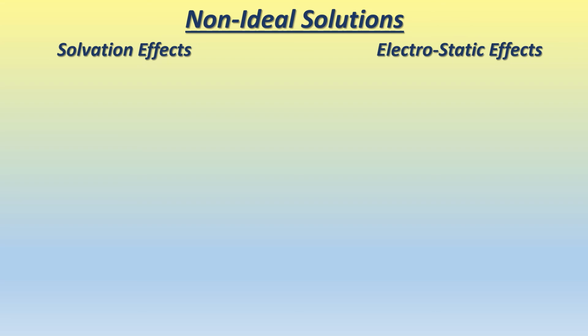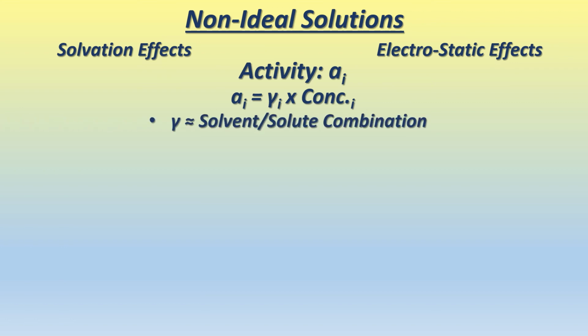So for a non-ideality, instead of concentration, one talks about activity, where the activity of any component i is going to be equal to gamma, the activity coefficient, times whatever the concentration of i is. The activity coefficient is a measure of the relationship between the solvent and the solute. It will change for any given combination of the same solvent with different solutes, or the same solute with different solvents. If I have a perfectly ideal solution, the activity coefficient, by definition, is 1.